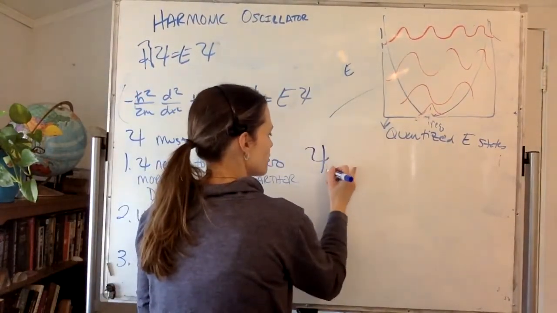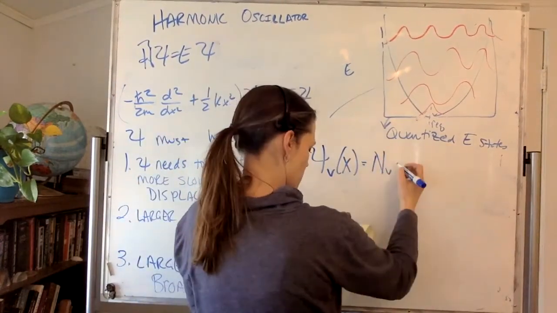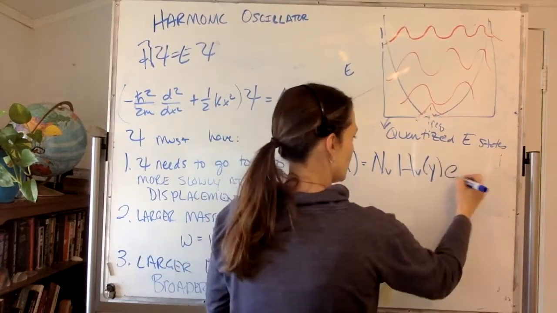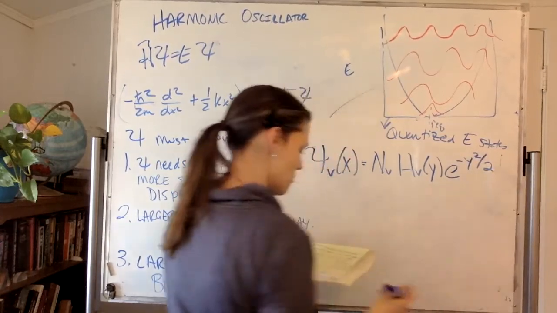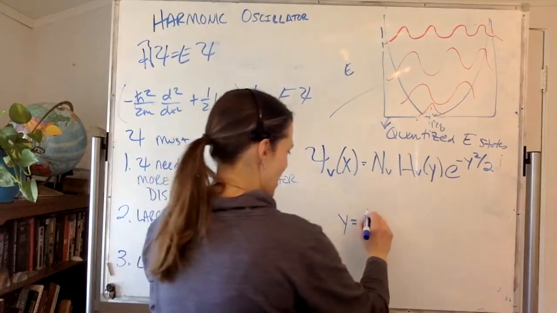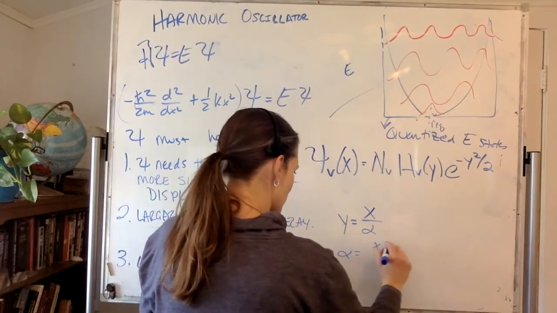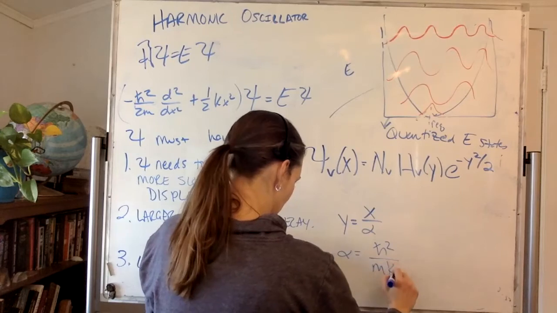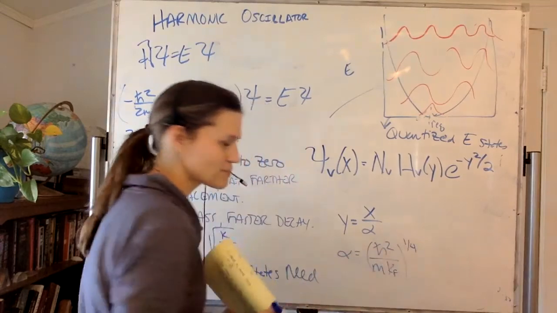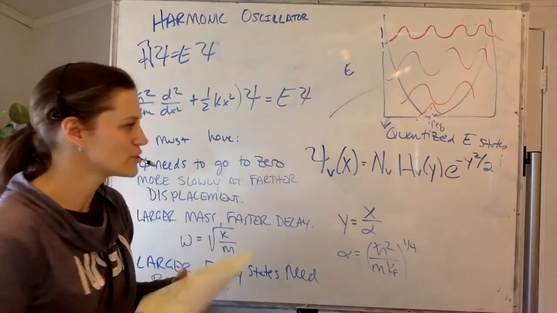So the wave function for the harmonic oscillator in one dimension is equal to N_v, H_v as a function of y, e to the minus y squared over 2. Yay! Where y equals x over alpha, and alpha equals h bar squared over m k_f, all to the 1/4. Go team! So this is the wave function for quantized vibrations.